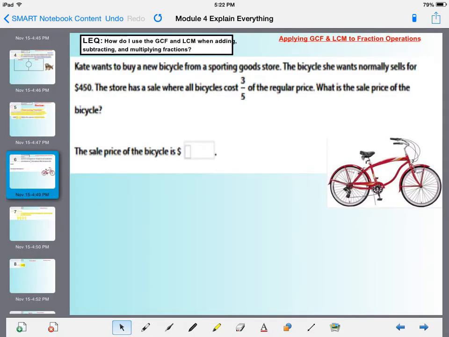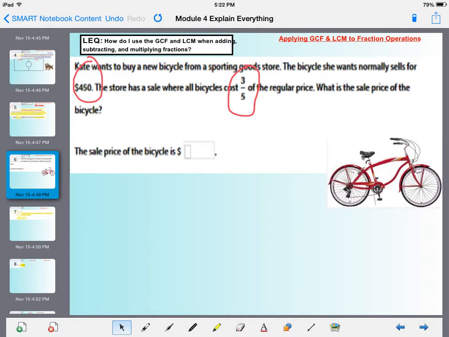So let's practice some more real-world situations when we have to multiply fractions. In this example, Kate wants to buy a new bicycle from a sporting goods store. The bicycle she wants normally sells for $450. The store has a sale where all bicycles cost 3/5 of the regular price. Well, that's important information. The fact that it was originally $450 and now there is a sale where they cost 3/5 of the regular price. What is the sale price of the bicycle?